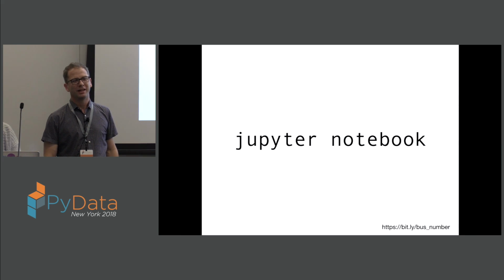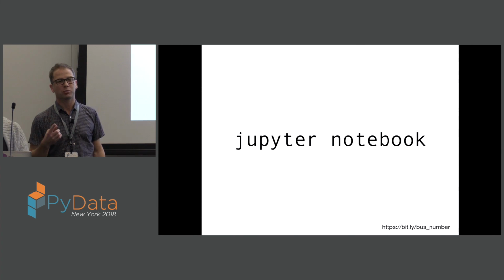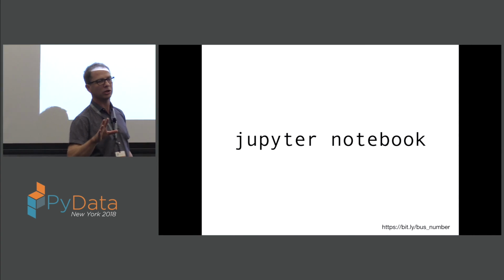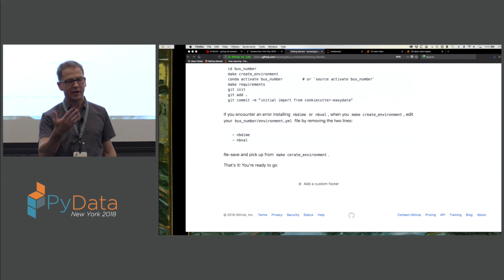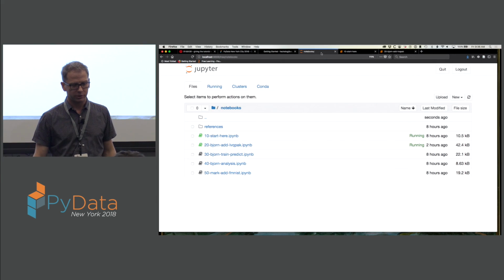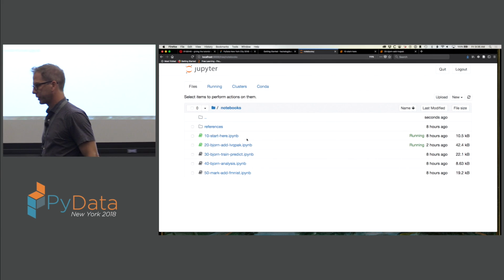All right, this is not a tutorial. I said that at the start. So let's everybody fire up a Jupyter Notebook. For those of you who were successfully able to create your bus number environment, I want you to change into that environment, source activate bus number, and fire up a Jupyter Notebook. Type jupyter notebook at the command line, and we'll get started.